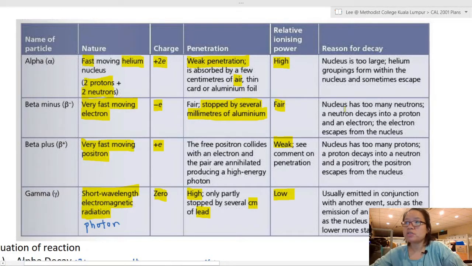Okay, so the reasons for decay are different. For example, a nucleus will react and create an alpha particle out of itself if the nucleus is too big.